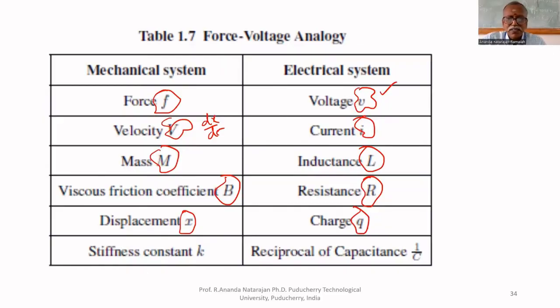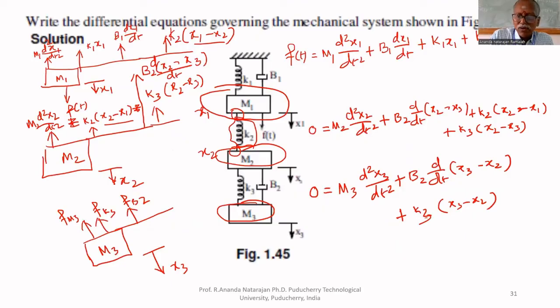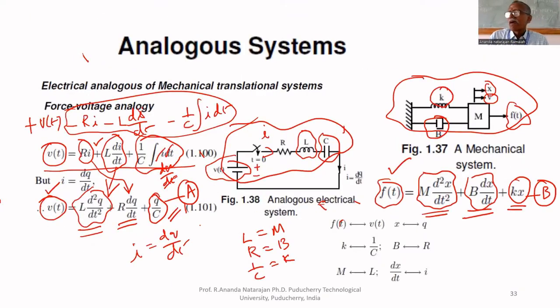Here, stiffness constant K means 1 upon C. Therefore, C equals 1 by K. To find C, we have to find 1 by K. That's all. You will get the electrical equivalent circuit. Now let us find the electrical equivalent. Already we found the electrical equivalent circuit for this system.